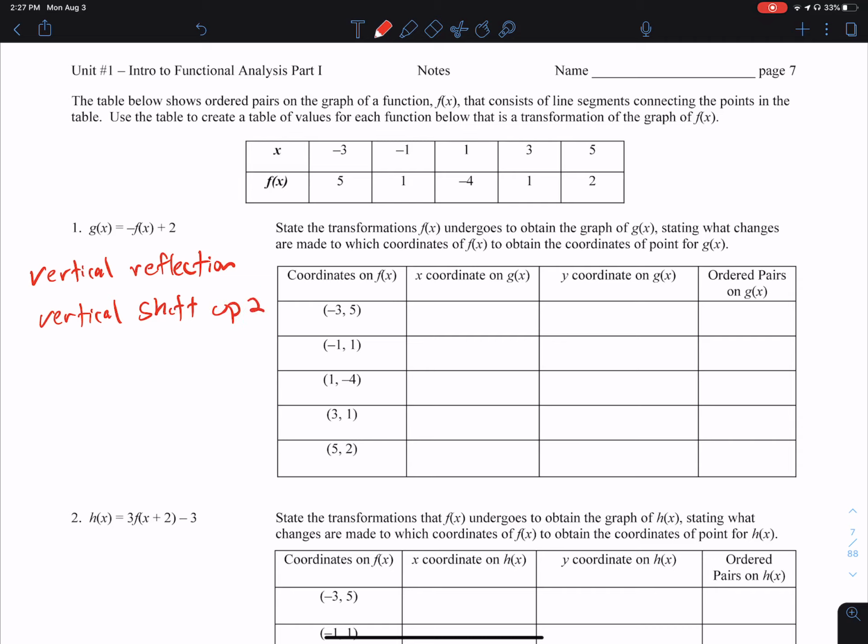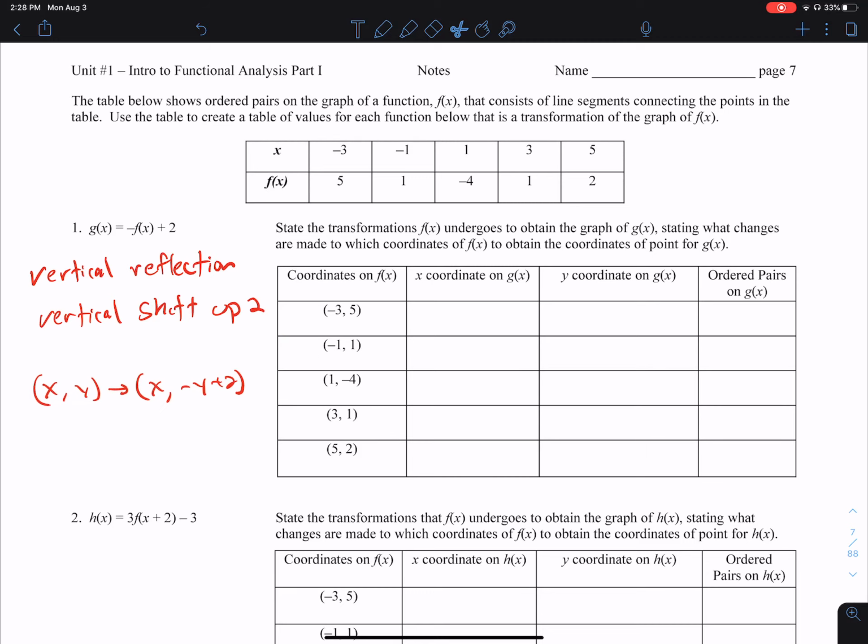Nothing else changes. These both are vertical things. They only affect the y value. So the original ordered pair xy becomes... x isn't affected. Vertical reflection means we change the sign of y. Vertical shift up of 2 means that we're going to add 2 to the y.